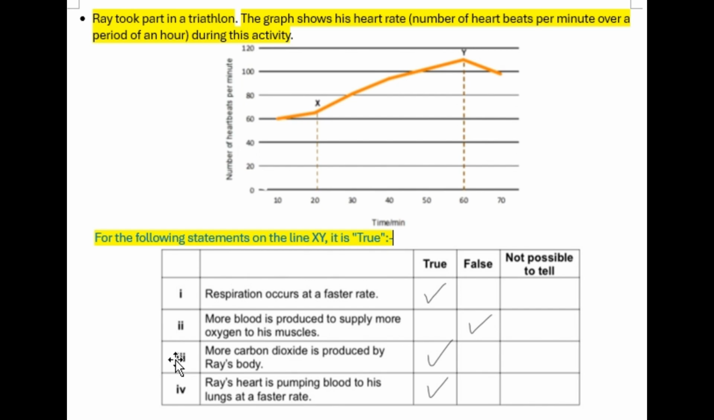More carbon dioxide is produced by Ray's body. True. Ray's heart is pumping blood to his lungs at a faster rate. True.